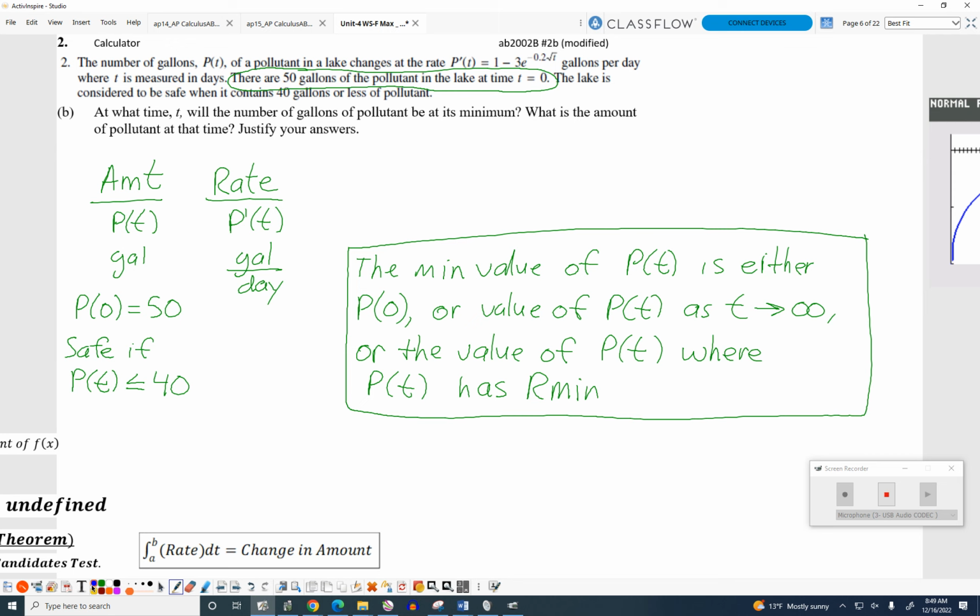So I'll help you. So P of T, we must determine where does P of T have a relative min. Yeah. P of T has a relative min when P prime changes from negative to positive. 5 points for Ethan.